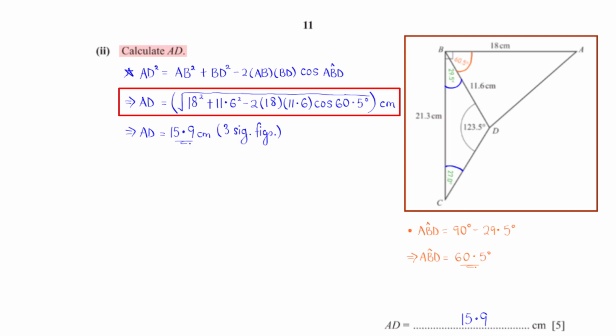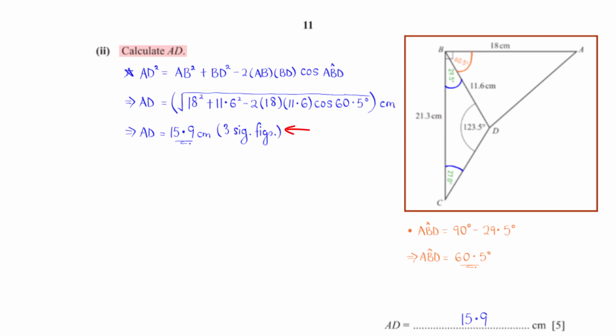The sum of the angles in triangle BCD should add up to 180 degrees. So when we subtract the sum of 27.0 degrees and 123.5 degrees from 180 degrees, we get angle CBD to be 29.5 degrees. Angle CBA is 90 degrees. So to get angle ABD, we subtract 29.5 degrees from 90 degrees, which gives us 60.5 degrees. When we type this into the calculator, we get 15.9 centimeters rounded to 3 significant figures.